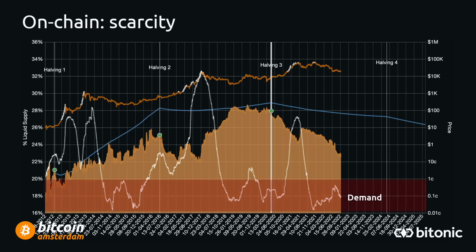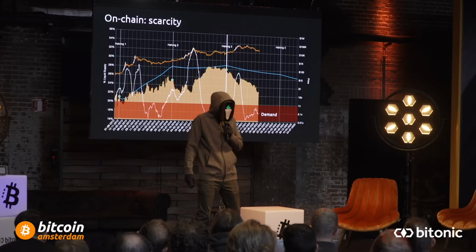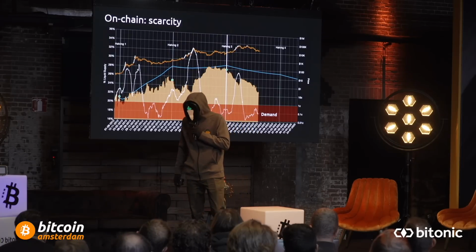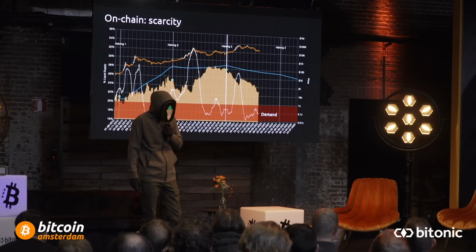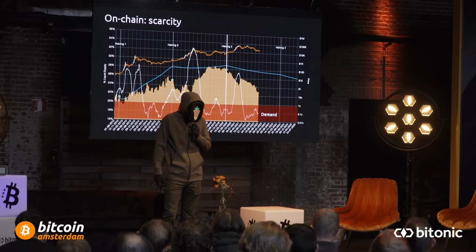And we can see that demand currently is at this all-time low. Right? We only had this peak of demand in April, and then it flattened out. But we can see this clear pattern in the demand signal that it seems to return every halving. So if it's going to return the next halving, Bitcoin is going to be a lot more scarce.